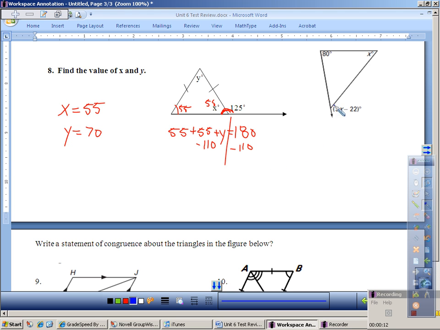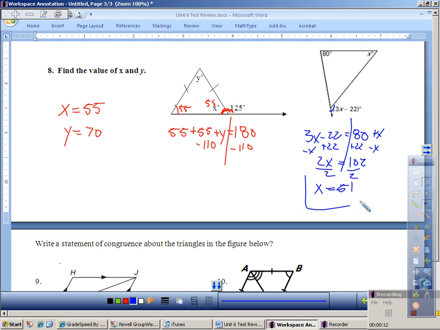Now this one works off the property the exterior angle is equal to the sum of the remote interior angles. So I know that 3x minus 22 equals 80 plus x. I'm left with x equals 51.